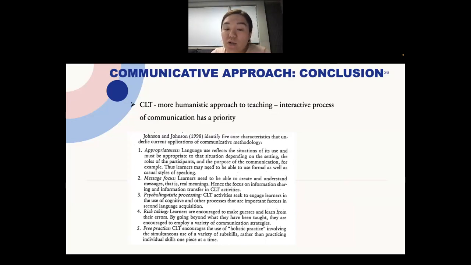Then the last one, free practice. CLT encourages the use of holistic practice involving the simultaneous use of a variety of sub-skills rather than practicing individual skills one piece at a time.